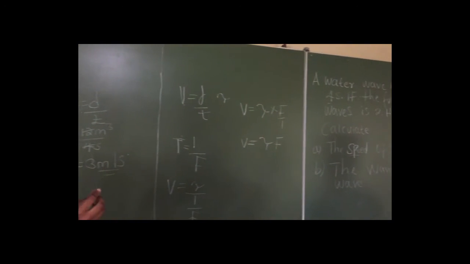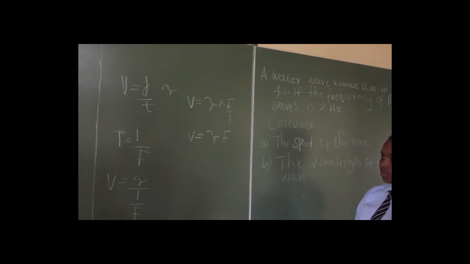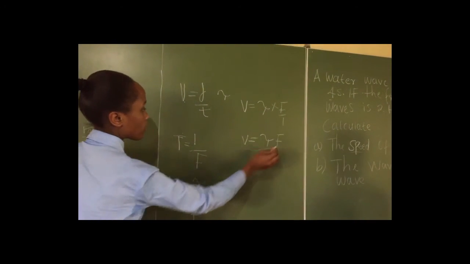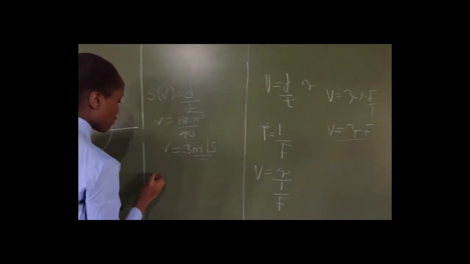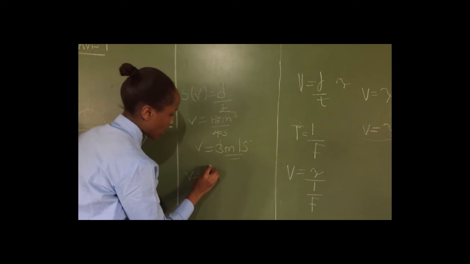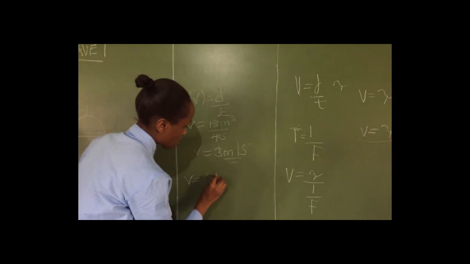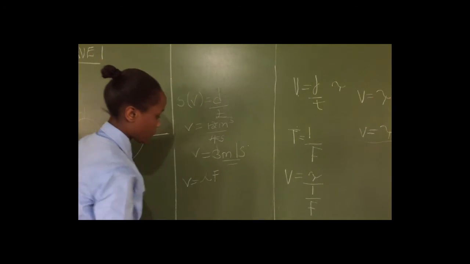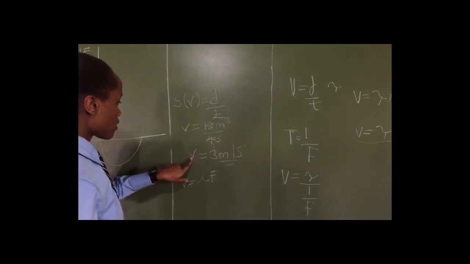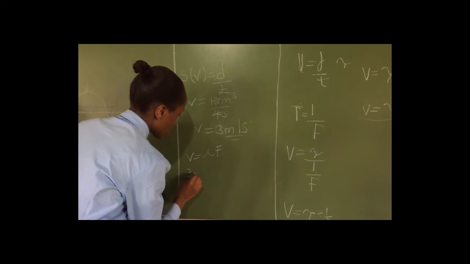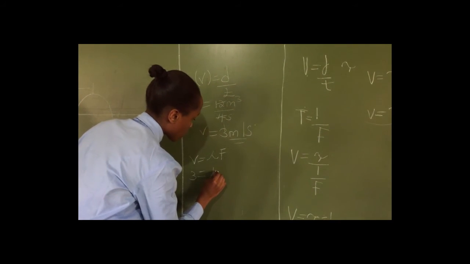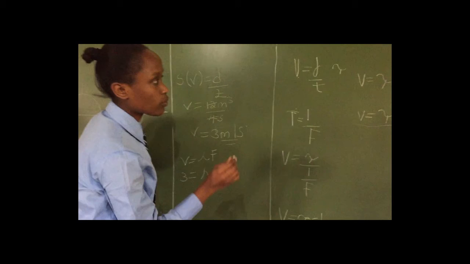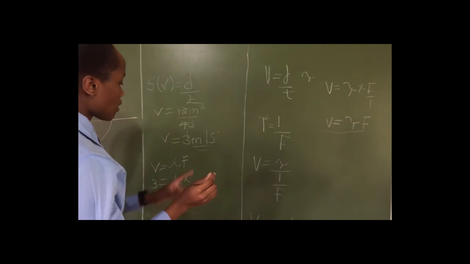Calculate the wavelength of the wave. Here is the formula for the wavelength. v is equal to lambda f, where lambda is the wavelength. We have the speed, which is 3. We are looking for the wavelength, and we have been given the frequency as 2.